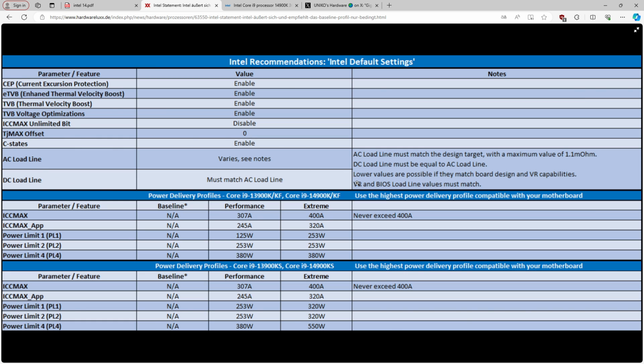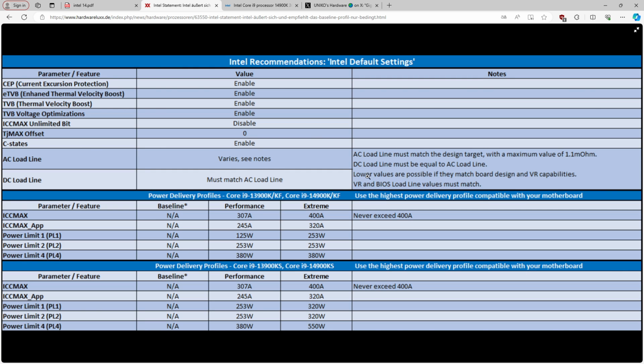Because that's not stable, depending on the CPU. Anyway, the thing I don't like with these notes, though, is "lower values are possible if they match the board design and voltage regulator capabilities. Voltage regulator and BIOS load line values must match." Yeah, that currently isn't the case, right? That's where you get that undervolt.